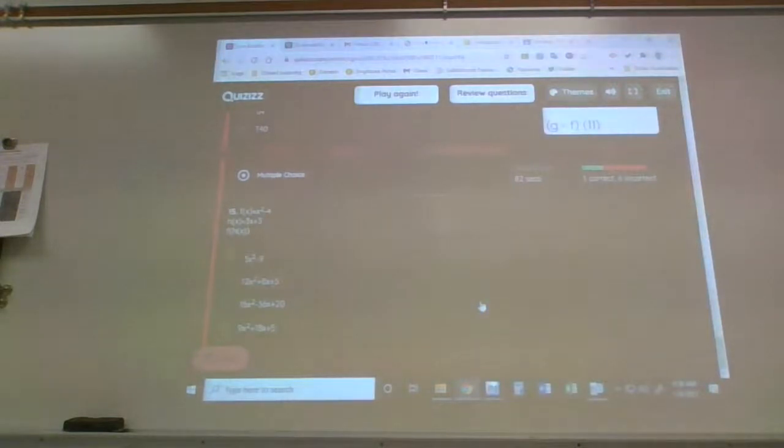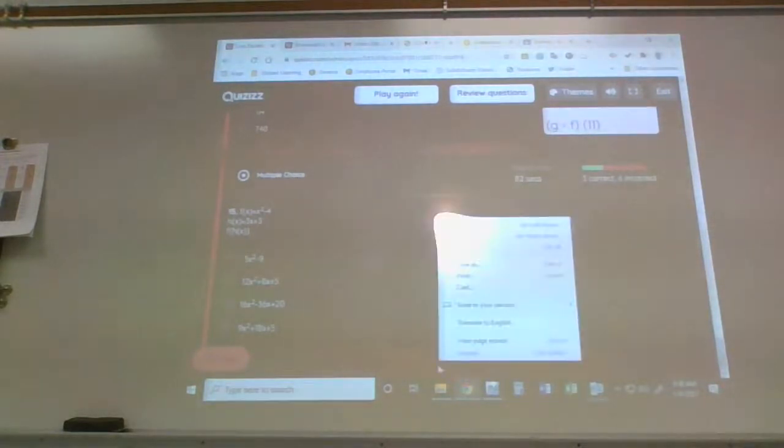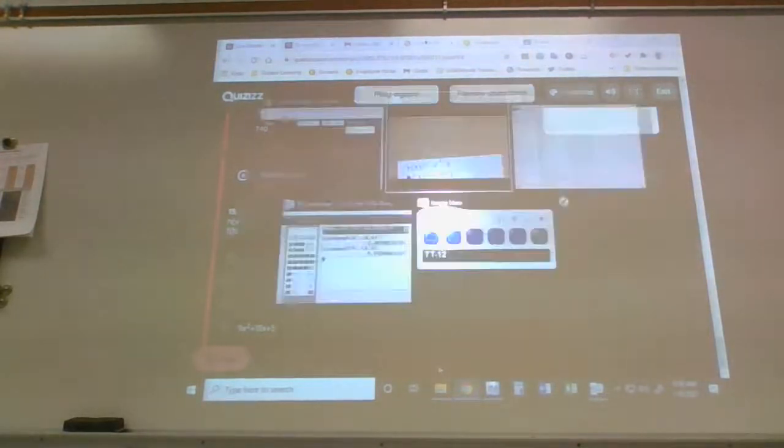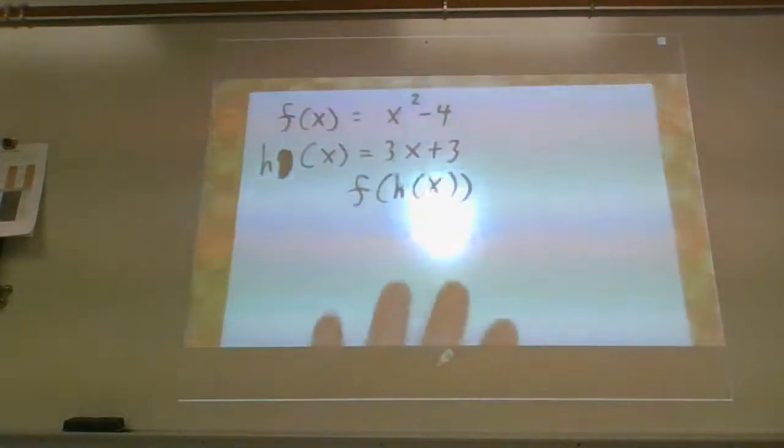We're doing 15 then. I'll do 15 to kind of wrap this up, and then I'll talk about the new thing I want to talk about. Writing down the problem first, f of x. It's h of x this time around. And they want f of h of x. That's the problem right there.